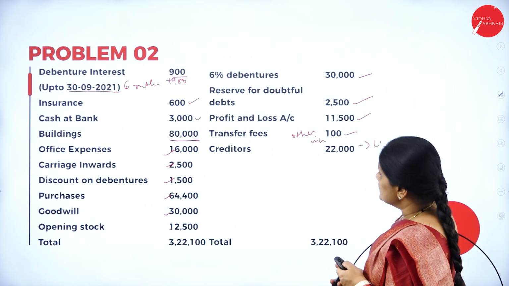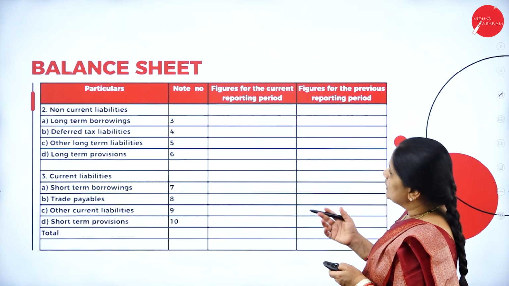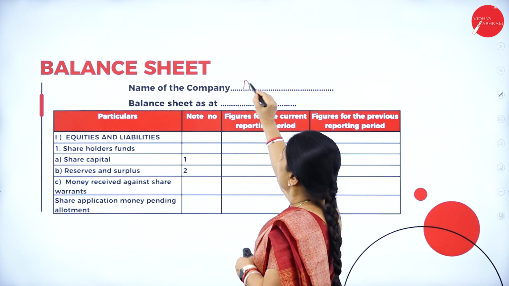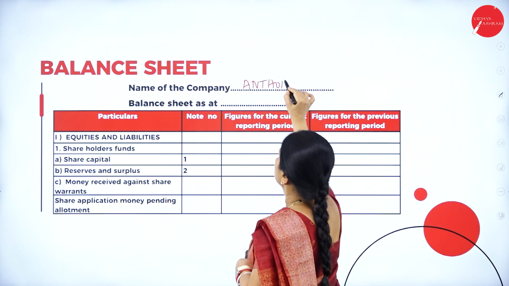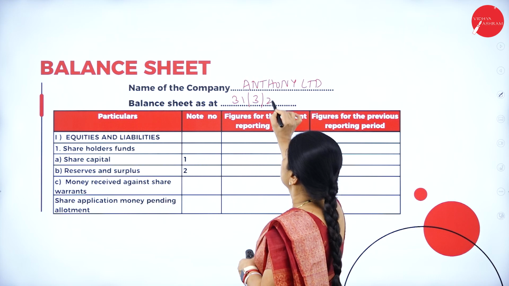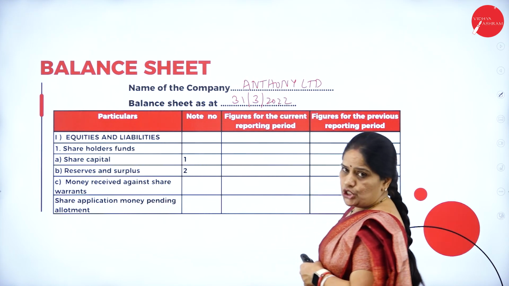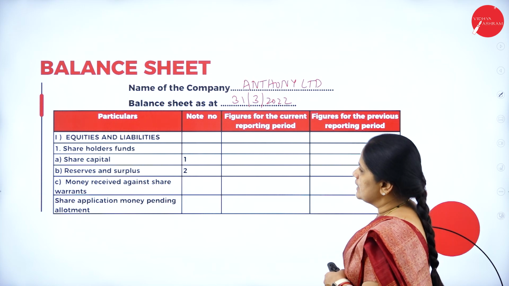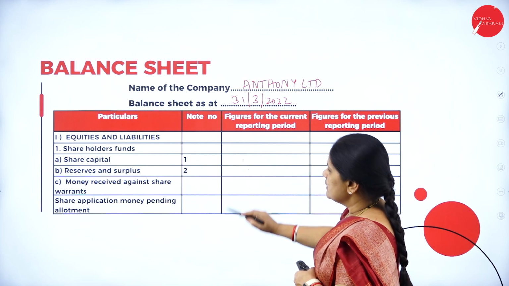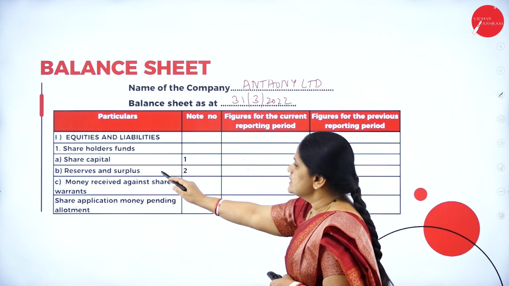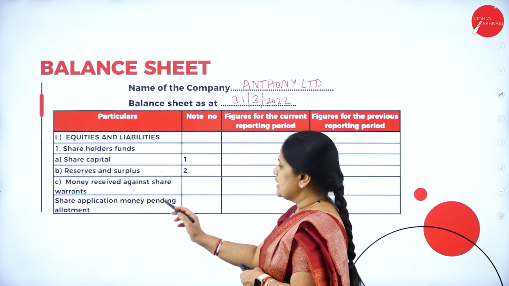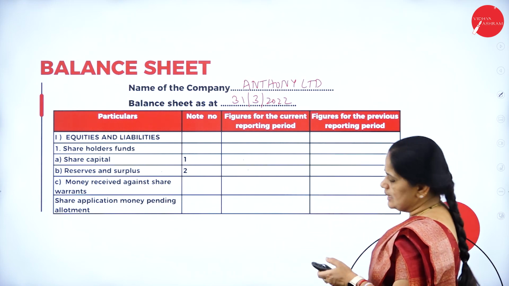So first thing is, we will just have a look into the pro forma of the balance sheet. So the name of the company is Antony Limited. Balance sheet as on 31st March 2022. So equities and liabilities, we have the shareholders funds. Under this, the share capital, reserves and surplus. Then reserves and surplus, we have the profits of the last year and this year we have to write. Money received against share warrants, share application money pending allotment.